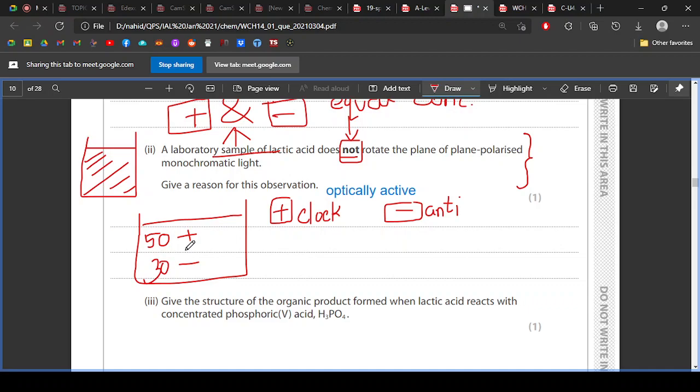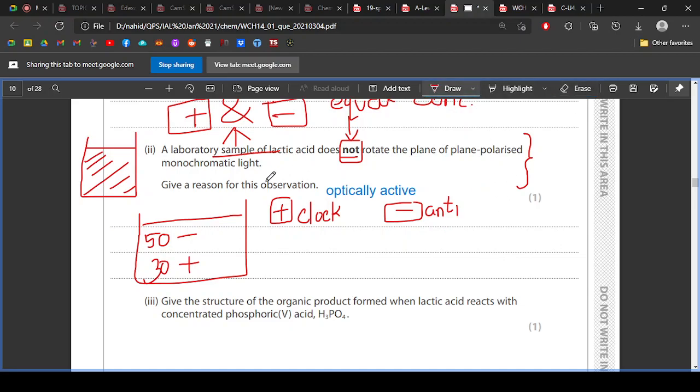Yes. So that means overall the rotation will be clockwise because the positive enantiomers are available in a greater concentration. What if you actually had 30 positive enantiomers and 50 negative enantiomers? This time, which do I have more of? I have more negative enantiomers. So overall the rotation will be in which direction? It will be in the anti-clockwise direction.